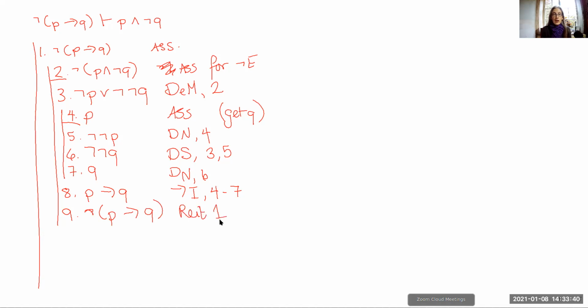So if we reiterate line 1, we have a contradiction, and negation elimination allows us to get P and not Q from the subproof lines 2 to 9.